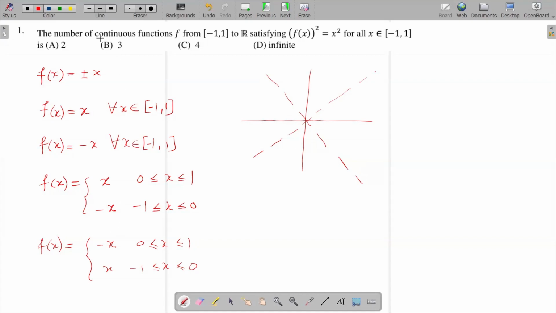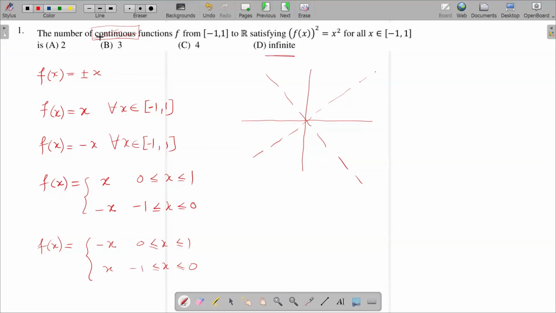Please understand that we are using continuity because the function is not required to be continuous. If I remove this, if I ask the number of functions f from this to this satisfying this equation, then what would be the answer? Then the answer is going to be infinite because you have choices. Sometimes x, sometimes minus x, it makes no difference. The function will be discontinuous, and how many choices do you have when to give x and when to give minus x? Infinite, uncountably many choices. You understand this point?